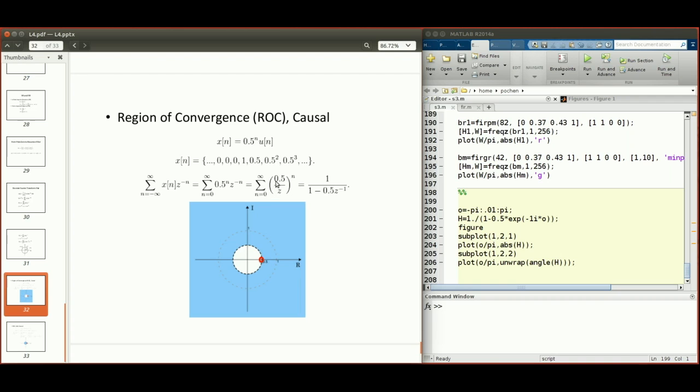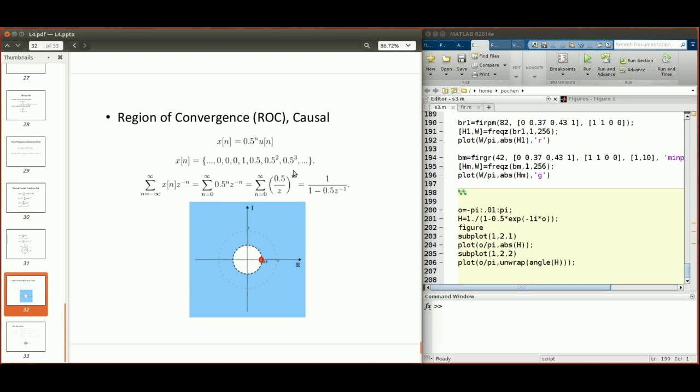And if this series actually converges, then you have this geometric series representation: 1 minus 0.5 z to the minus 1. The numerator is just a 1, so it doesn't have any zero, but the denominator actually has a pole, a root. So if you want the denominator to be 0, then 0.5 z to the minus 1 has to equal 1, which is z equals 0.5. So z equals 0.5, that's this location, that's the pole. This red circle, that's 0.5.